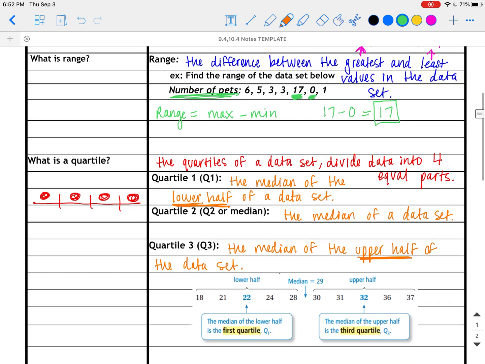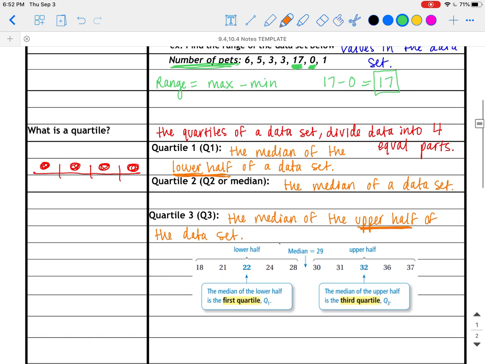All right, so here's one example from the book. This shows a data set that is divided into different quartiles. First you see the data set was split right in half, and that's where we see the median. And remember, in order to find that median, since this was an even number, they took the average of 28 and 30. They added those and then divided by 2 to get 29.